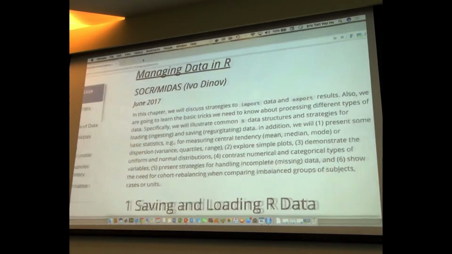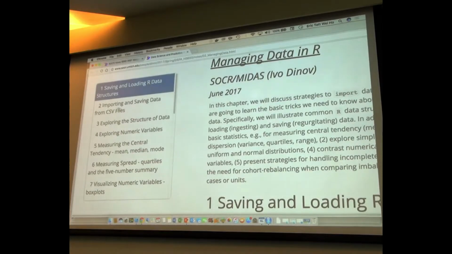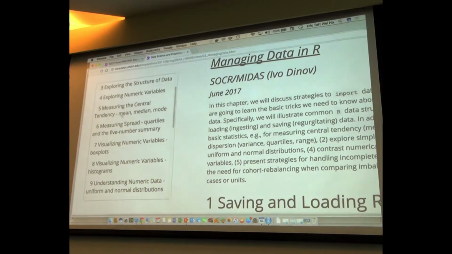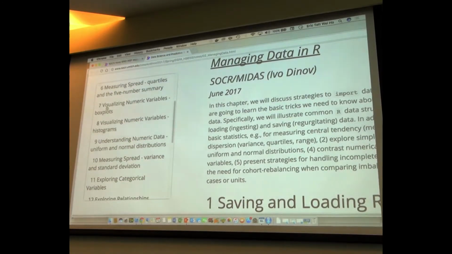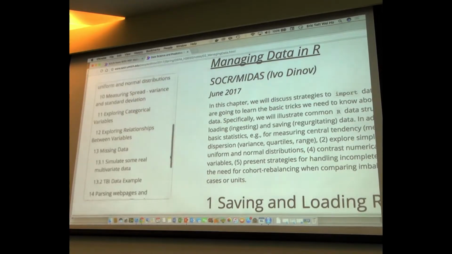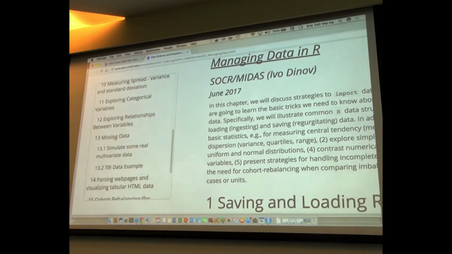Okay, there we go. So the first thing is about importing and saving data in common comma separated value files, exporting structures of data, numerical variables, measures of central tendency, and measures of dispersion. And it sets the foundations of visualization of numerical variables, histograms we already saw, categorical variables. This is an important thing, dealing with missing data.